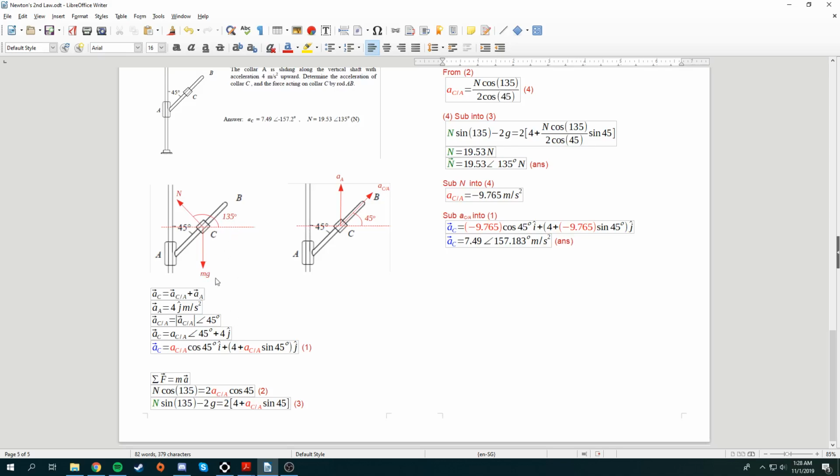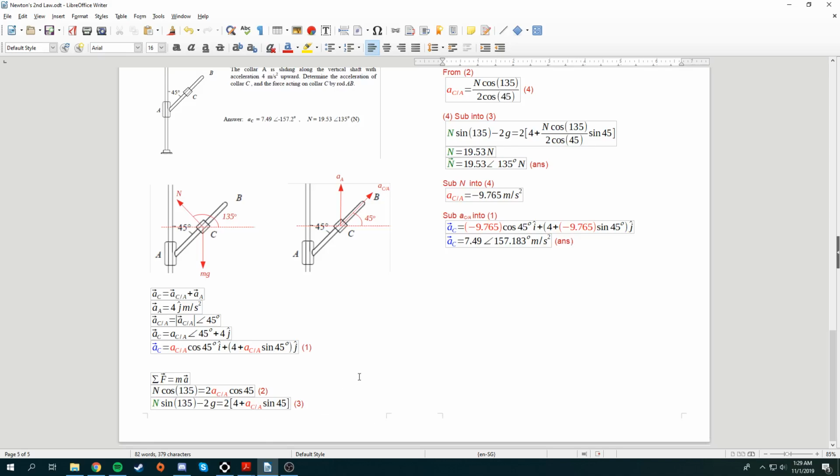Next we'll do Newton's second law, where force equals mass times acceleration, where I'll take i and j components of this Newton's second law of this collar C. So for the i direction, I have the normal force cosine 135 equals to mass of collar C, which is 2 kg, multiplied by acceleration of C from A cosine 45 degrees. So that's the i direction. Following which I'll do for the j direction as well.